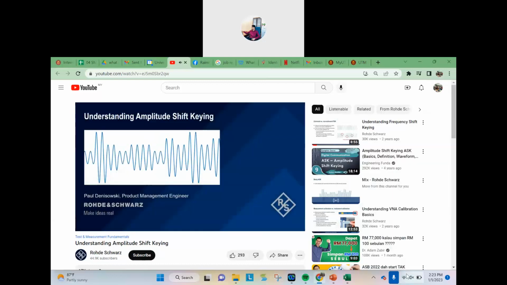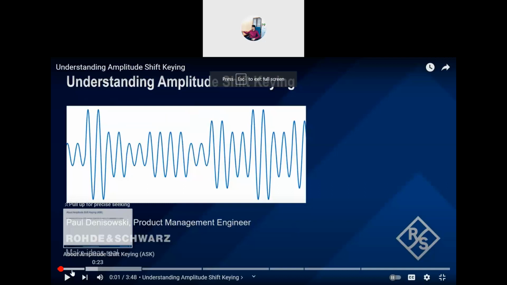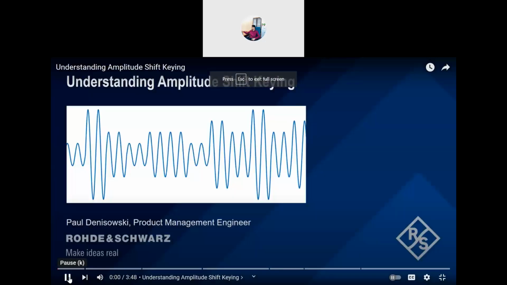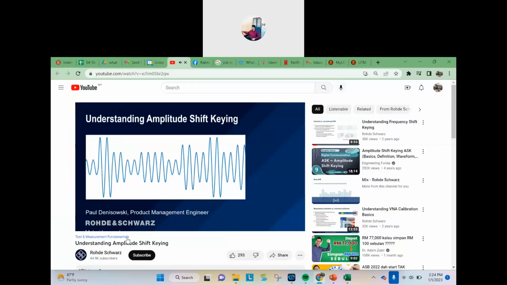Sound. We'll explain the basic concepts behind amplitude. Welcome to this presentation. Hello, and welcome to this presentation, Understanding Amplitude Shift Keying.